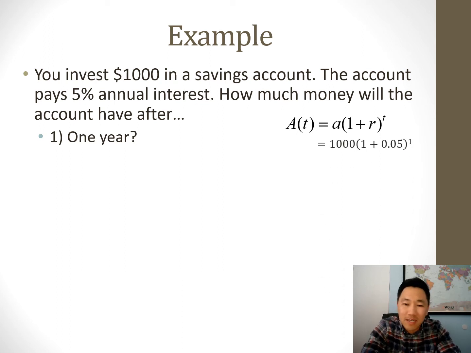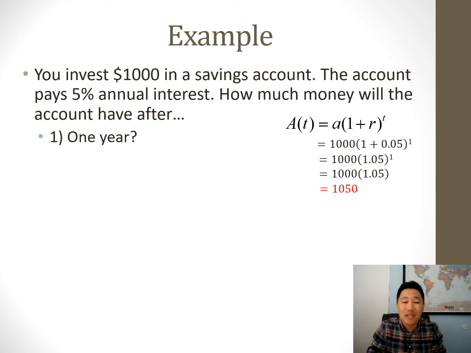There's everything plugged in. The initial amount is the 1,000. The rate is 5%, but remember we had to change it to decimals, so 0.05. And then the time, 1 year. To calculate this, you have to remember PEMDAS. Please excuse my dear Aunt Sally. You do parentheses first, so add the 1 with the 0.05. Then you do the exponent next, so raise it to the 1 power. And then the last thing you do is multiply by 1,000.